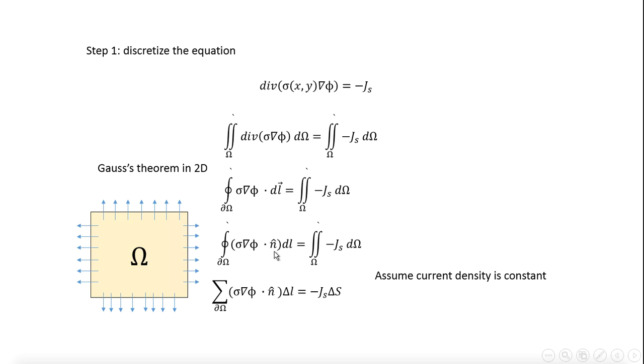We take a scalar product of the vector field and a normal, or perpendicular, unit vector to each point along this line. So basically, this is what we have. We're only going to look at the lines that are perpendicular. Now, since we are working in a square, we can take this integral and make it into a summation. We're going to sum this product of this times the length of the side, delta L. We're going to do this for each one of the four sides of the square. On the other side, we assume that current density is constant, so we don't actually have to take an integral. We can just do a simple multiplication of the current density times the area. Delta S is the entire area of omega.